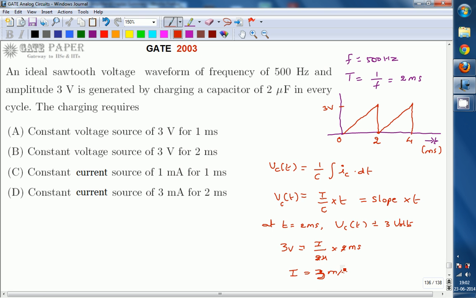So a constant current of 3 milliamperes should be supplied for 2 milliseconds. By that time, at the end of 2 milliseconds, the voltage across the capacitor is going to be equal to 3 volts. So the charging requires a constant current of 3 milliamperes for 2 milliseconds. So the right answer for this question is D. Thank you.